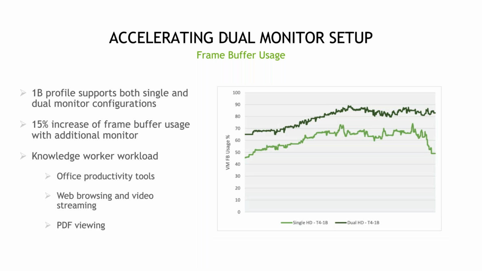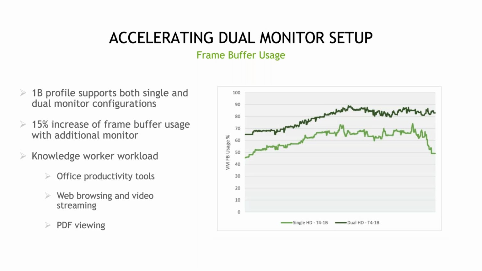So what we see here is that during the execution of the test, for the light green line, for a single HD monitor with a T4 1 gig profile, the GPU usage of the frame buffer starts at around 45% and creeps up to like 60%, which is a sweet spot. But while you're running a dual HD configuration on the same VM, the GPU frame buffer utilization is higher, and it's creeping up to 90%.